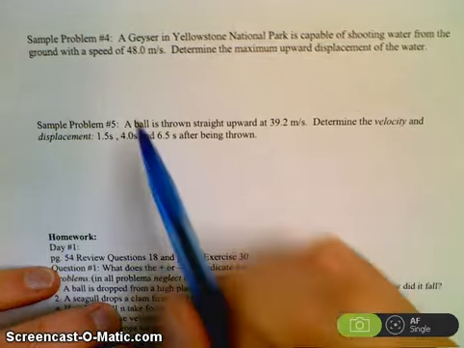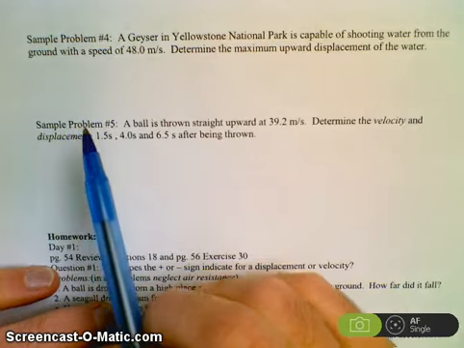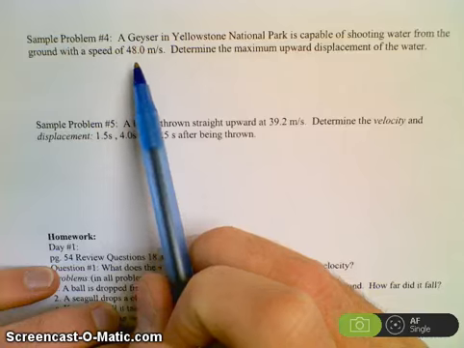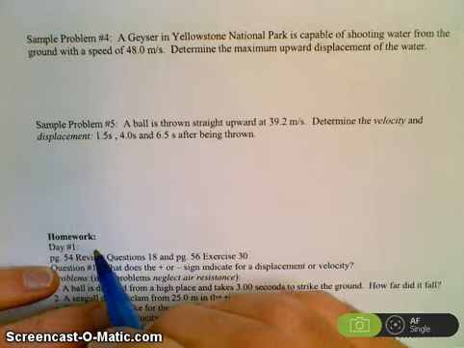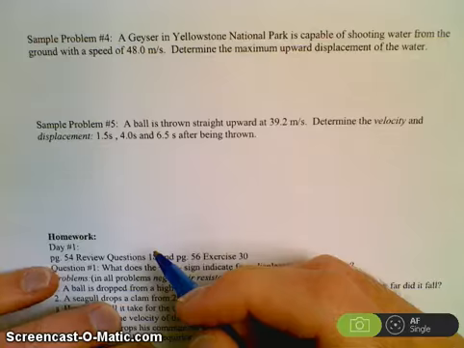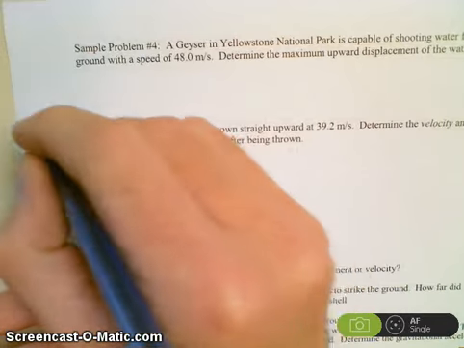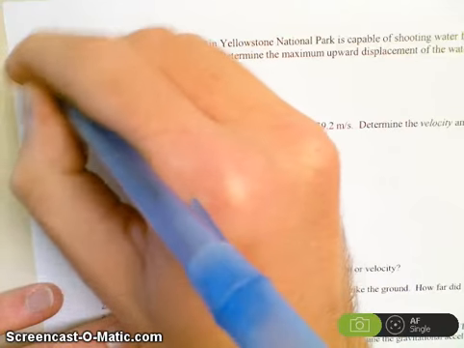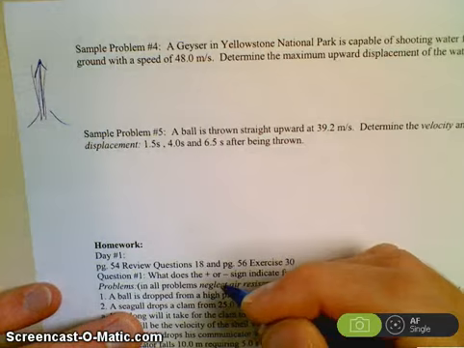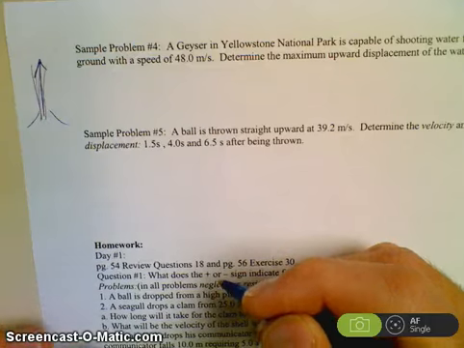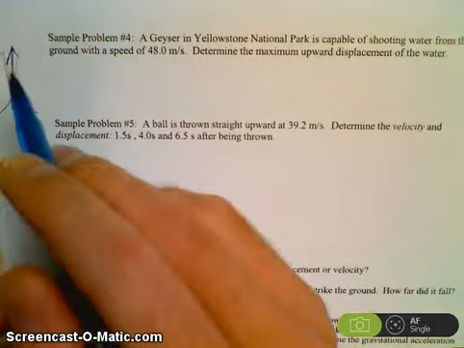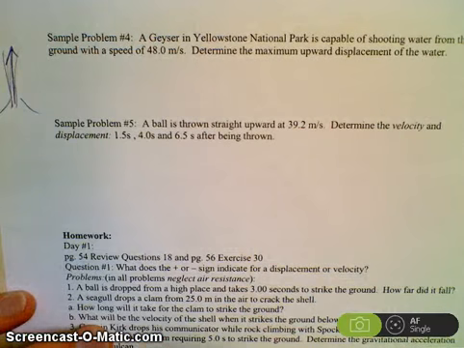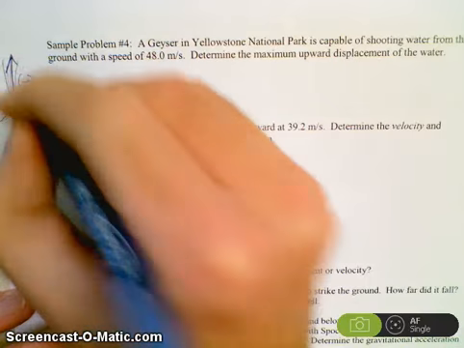Okay, let's look at the back side. Again, our next sample problem. A geyser in Yellowstone National Park is capable of shooting water from the ground with a speed of 48.0 meters per second. Determine the maximum upward displacement of the water. So again, pictures are always good. If I have a geyser in the ground and the water is coming out, which direction is it moving? It's moving up. And what did we say with things that are being shot up or thrown up? They have what kind of velocities? Good, negatives. So that is a negative initial velocity.